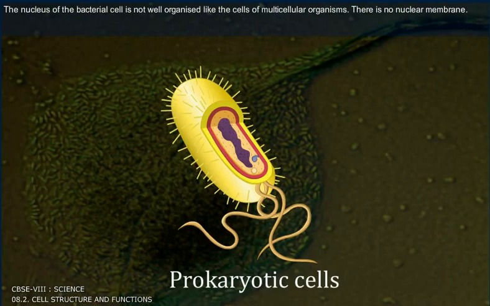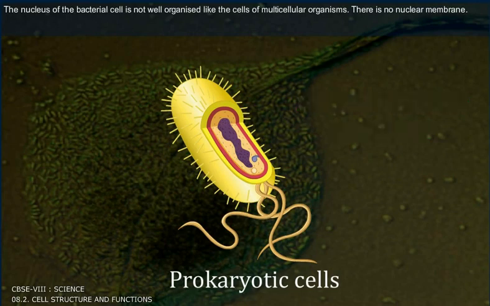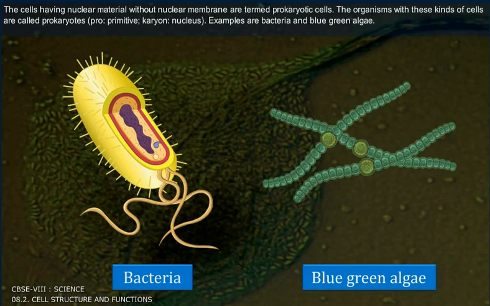The nucleus of the bacterial cell is not well organized like the cells of multicellular organisms. There is no nuclear membrane. The cells having nuclear material without nuclear membrane are termed as prokaryotic cells. The organisms with these kinds of cells are called prokaryotes. Pro, primitive; karyon, nucleus. Example, bacteria and blue-green algae.